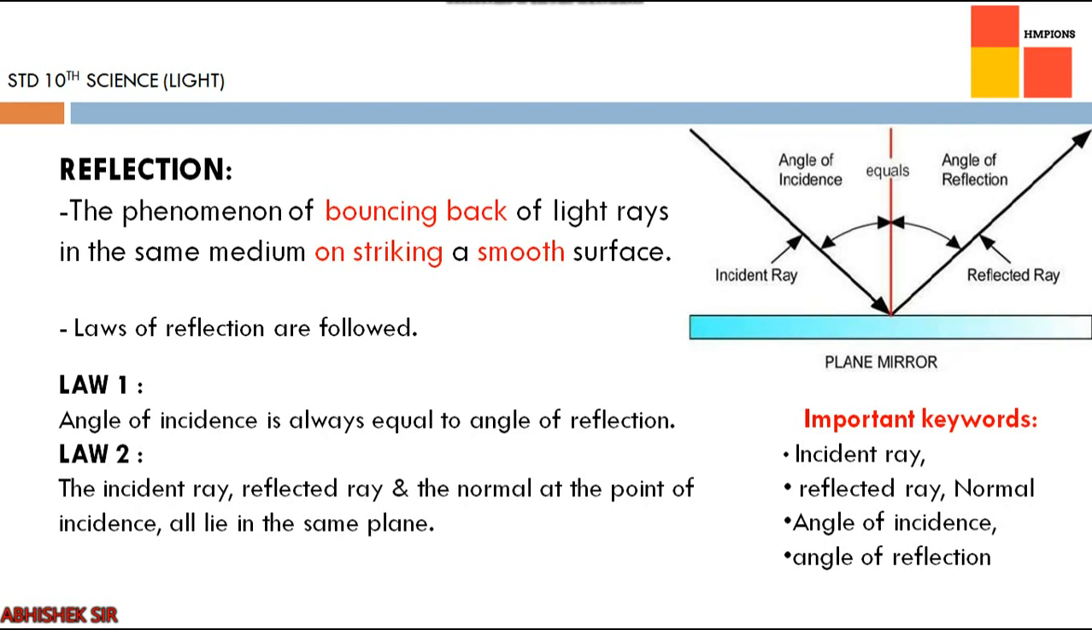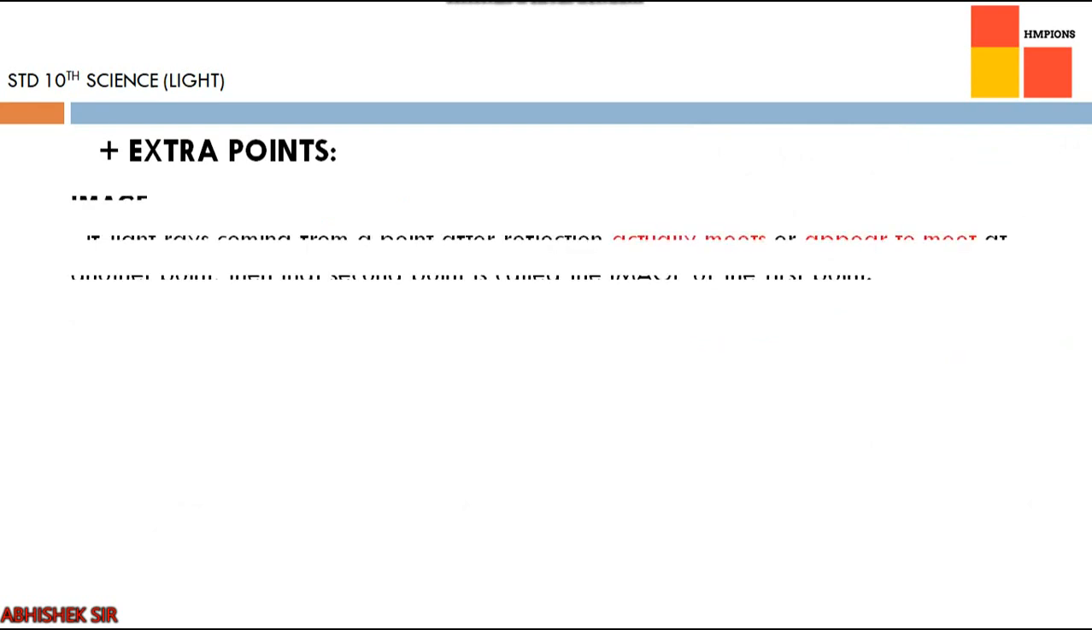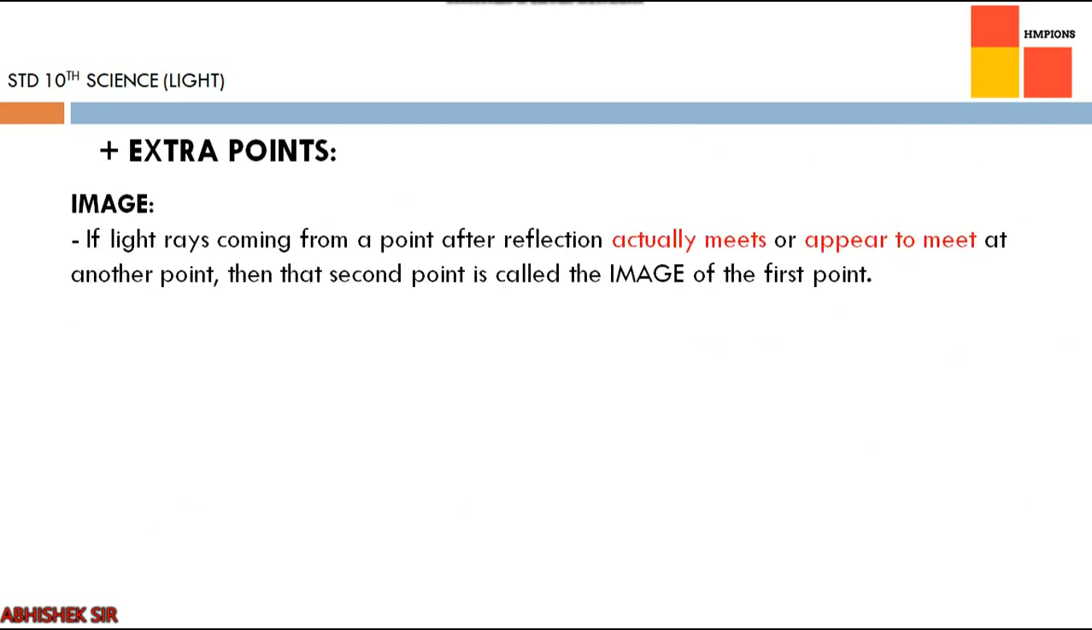These three things, the incident ray, reflected ray, and the normal at the point of incidence all lie in the same plane. Now, a few extra points that I would like to tell you, which might not be included in our textbook, is that we'll study what exactly is an image, and what are the types of image.